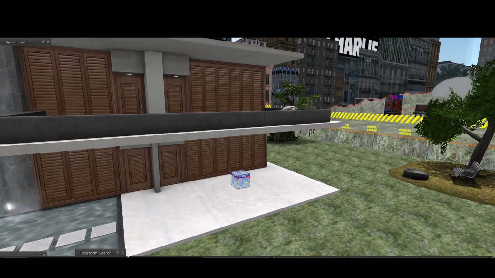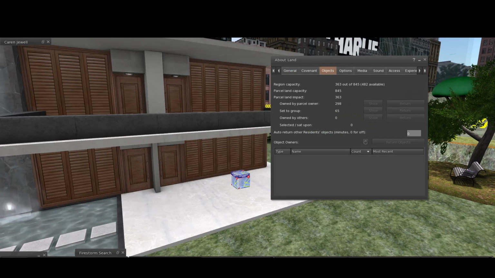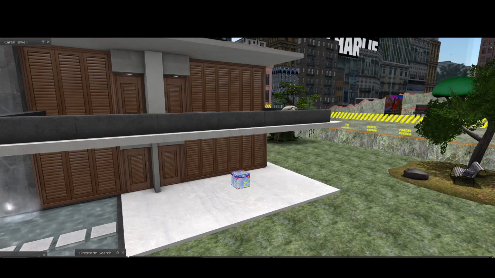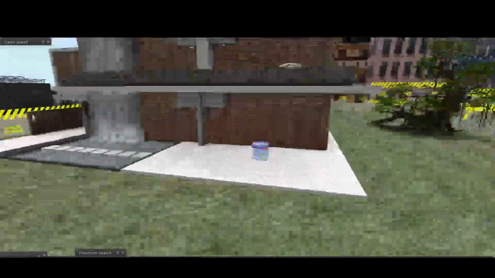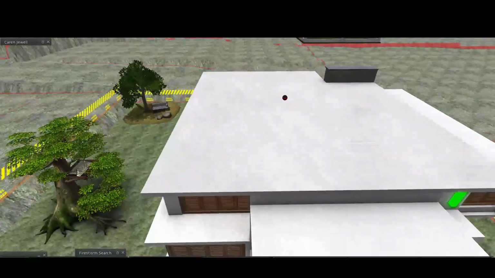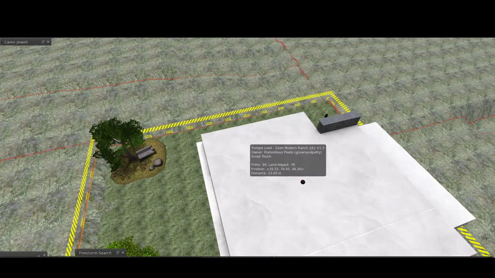8K, 3.2 linden per square meter. 2464 is our area. And 845 land impact is what we've got. Not bad. Not bad. But again, it's one of those situations where you have to look around, see what's around you, decide whether or not that is acceptable to you, and go from there.